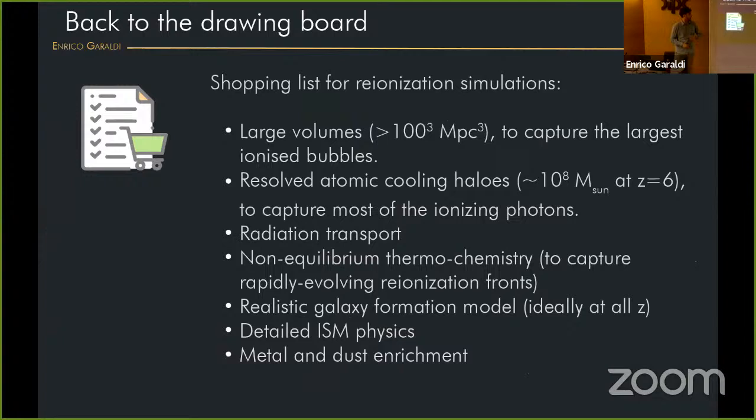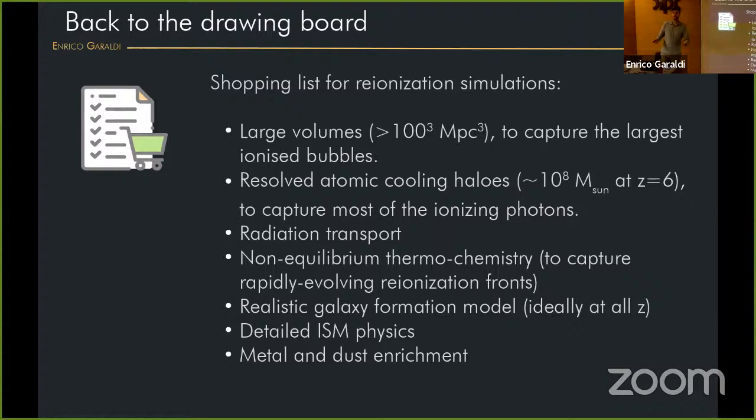And so I came up with my personal shopping list for reionization simulation. So, all I would like to have in a simulation of cosmic reionization. Of course, you need large volumes because reionization is a cosmological process. Rough estimates indicate at least 100 megaparsec cubed as the minimum limit. We want to resolve the atomic cooling halos, the smallest halos that we believe produce a significant amount of ionizing photons. Essentially, these are the halos that have a gravitational potential strong enough to retain gas after it is heated up by the reionization.